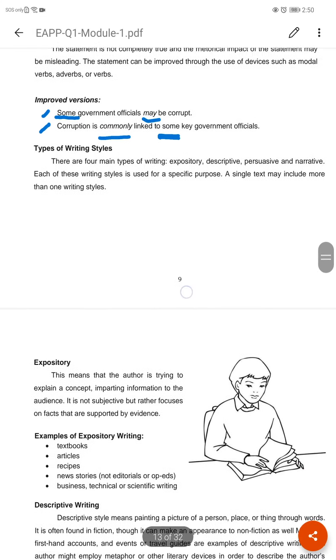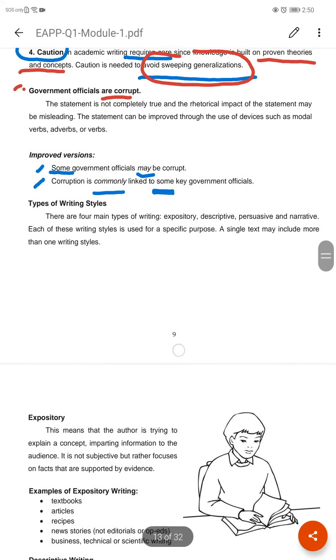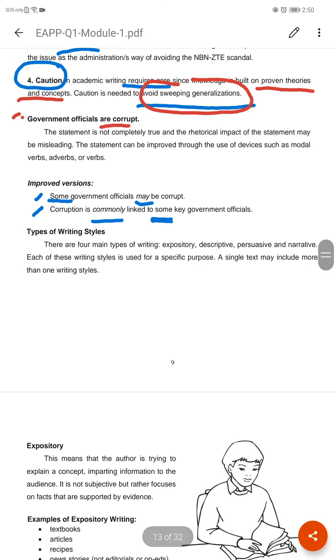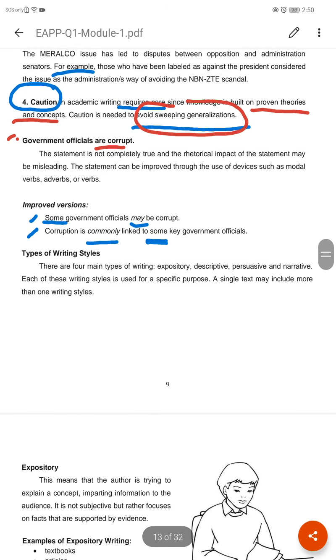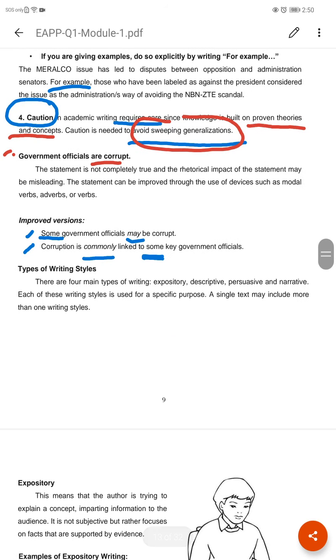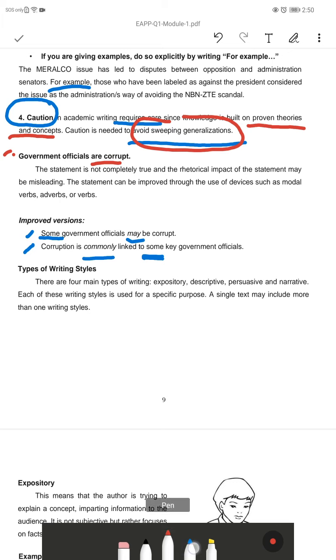Now let's go to the types of writing styles. So there are different styles or techniques in writing, and every writer usually has a unique way of writing, a unique style or technique of writing. So it says here, there are four main types of writing or styles of writing. We have expository, descriptive, persuasive, and narrative.